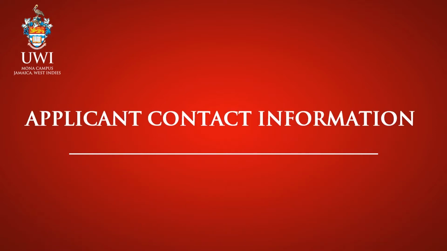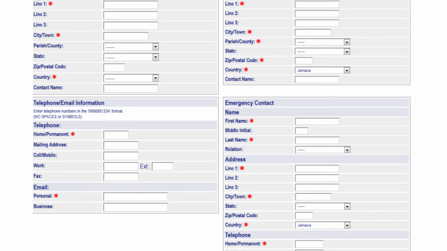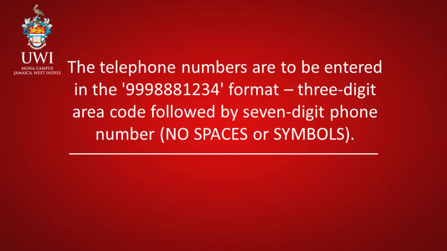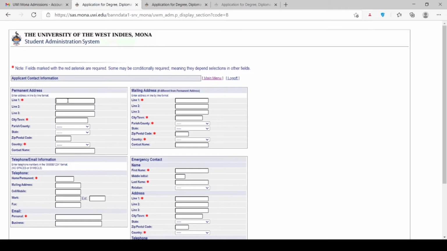Applicant contact information. Note: fields marked with the red asterisk are required. Some may be conditionally required, meaning they depend on selections in other fields. The telephone numbers are to be entered in the format shown: 3-digit area code followed by 7-digit phone number, no spaces or symbols. Please ensure that the email address is entered in the correct slot. The UWI will communicate with you by email, so please ensure that it is entered correctly.